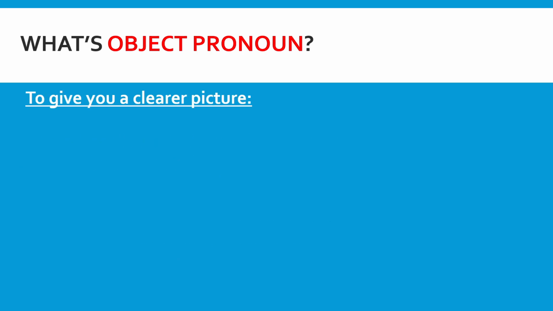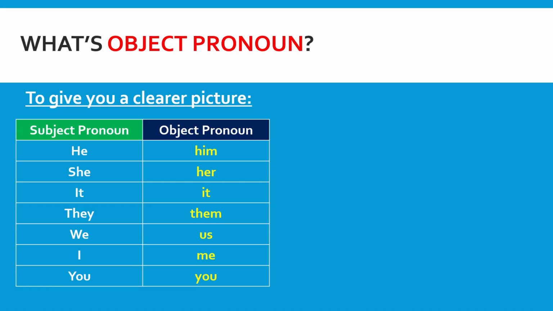To give you a clearer picture, this is a table that I have prepared for you so that you will be able to differentiate between subject pronoun and object pronoun. A lot of students normally would confuse when they are trying to use subject pronoun and object pronoun. For subject pronoun, the examples are he, she, it, they, we, I, you. However, when they are converted into object pronoun, there is a difference in terms of spelling. For example, he becomes him, she becomes her, it still remains it, they becomes them, we becomes us, I becomes me, and you remains you.